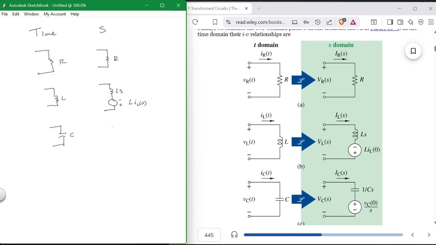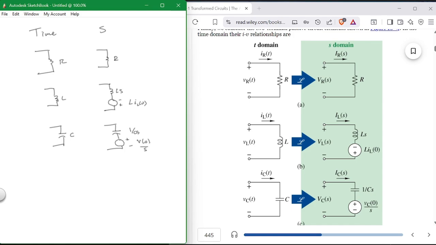And what is it for a capacitor? C. Now with this one, the plus is up. You've got to be careful. The plus is up, and the value is 1 over CS, and the value of the voltage supply is V at 0 over S. Okay?